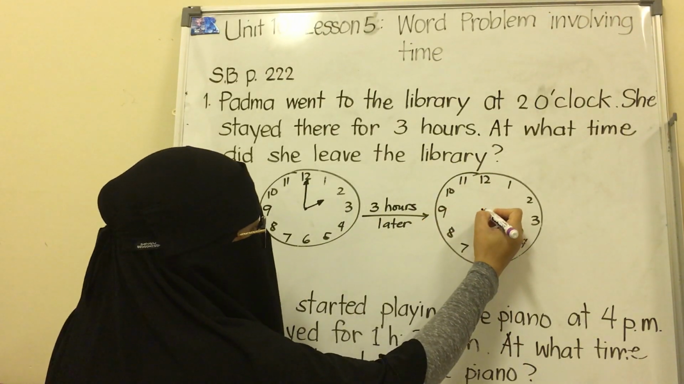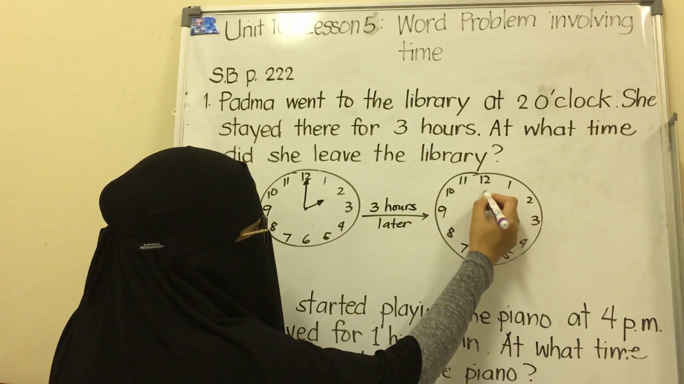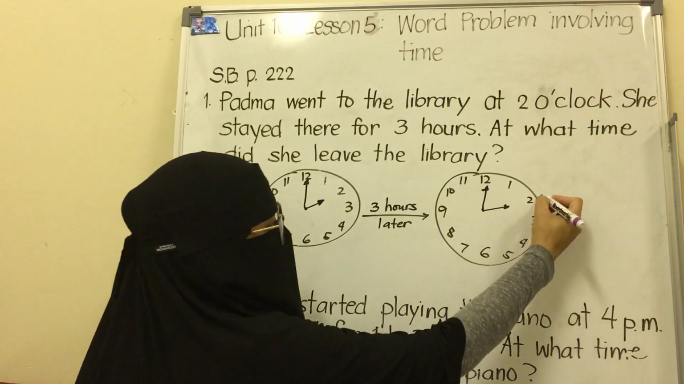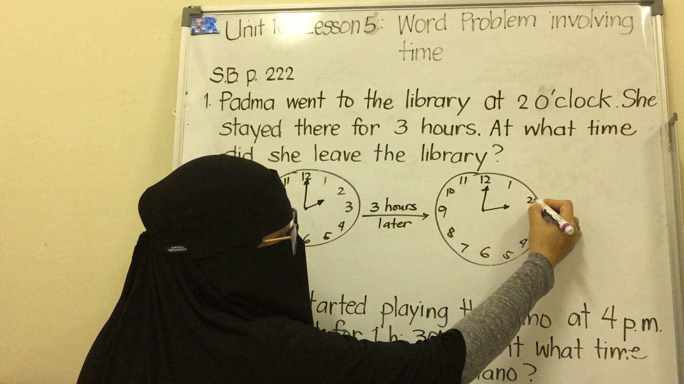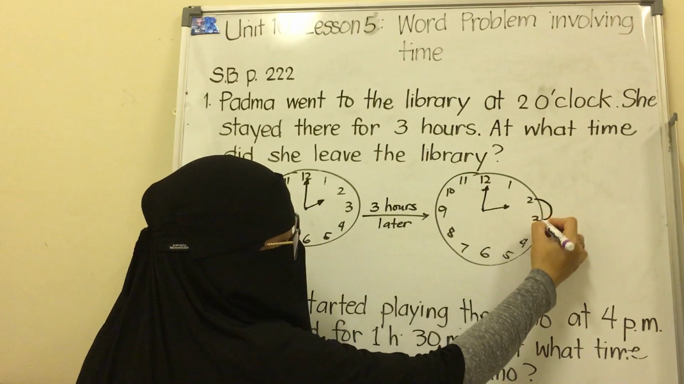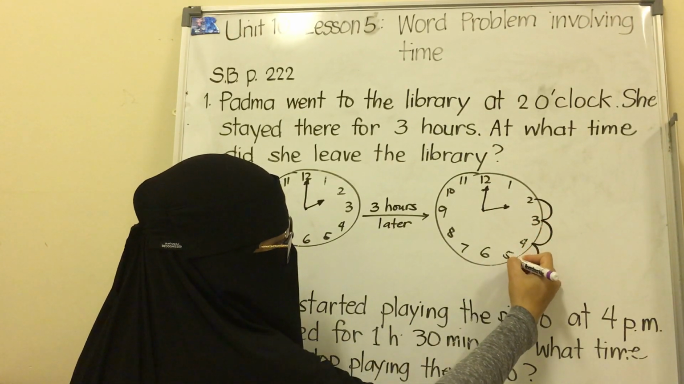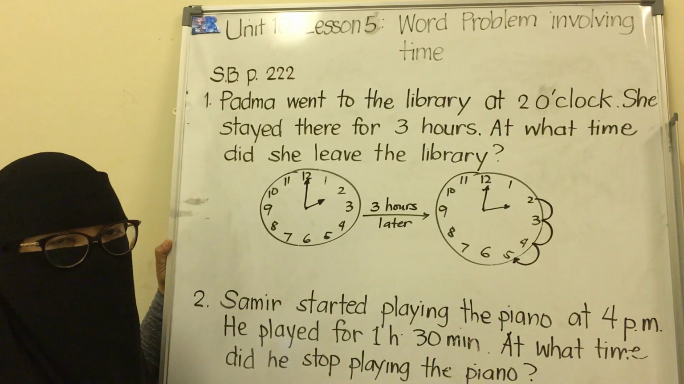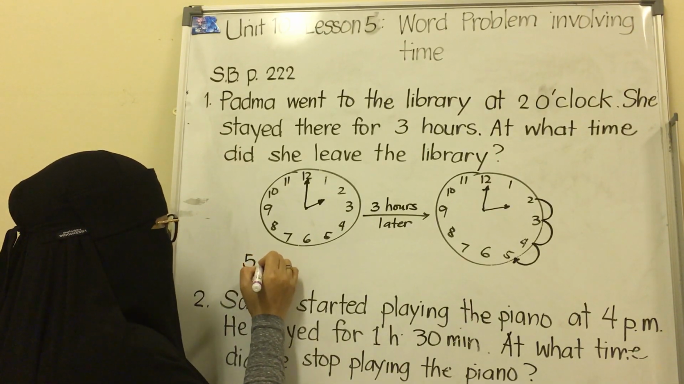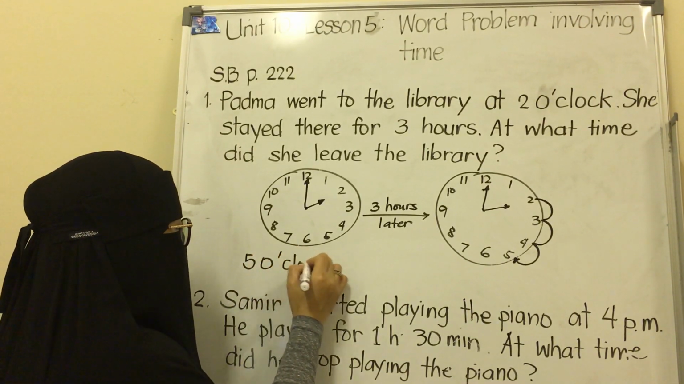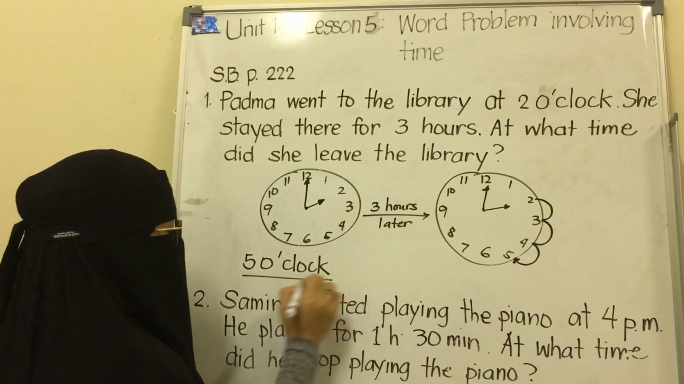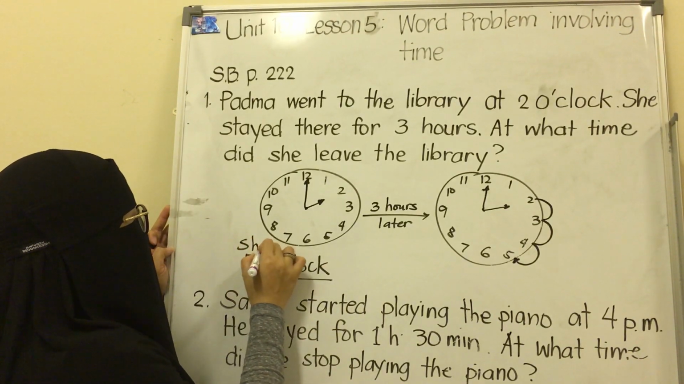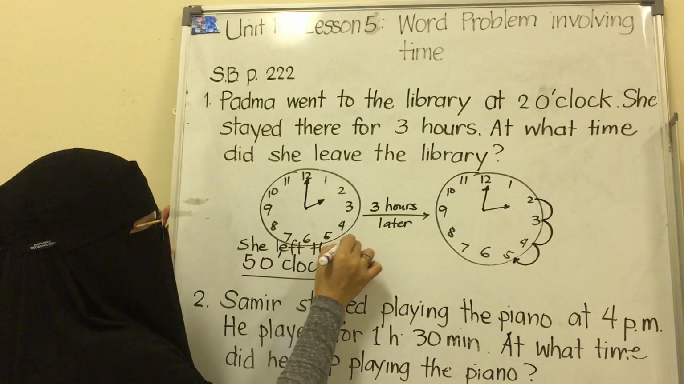So let us say this is our 2 o'clock. And then it says here that she stayed there for 3 hours. So from 2, we are going to count 3 hours. So 1, 2, 3. So it means that Padma leaves the library at 5 o'clock. She left the library at 5 o'clock.